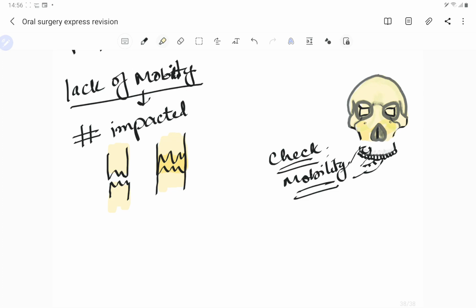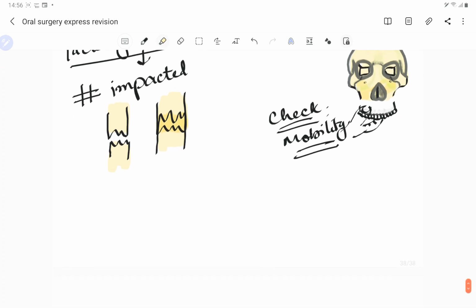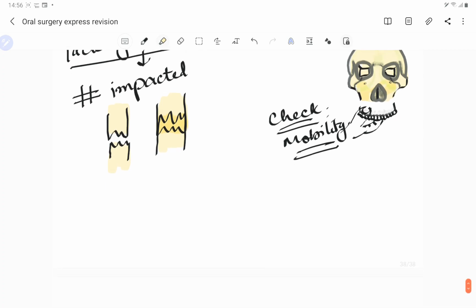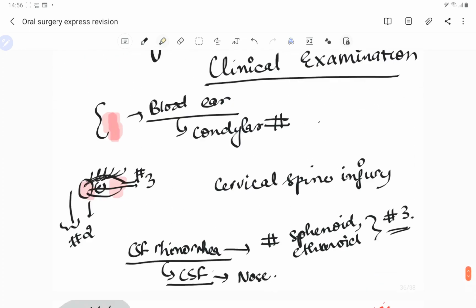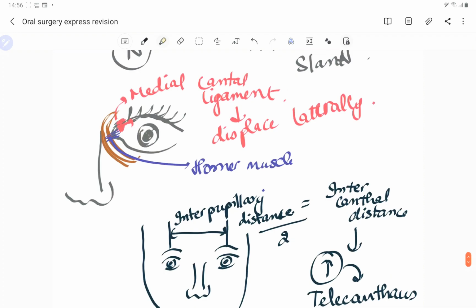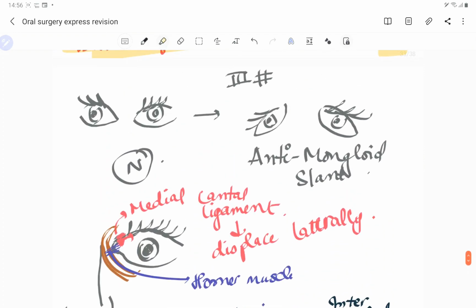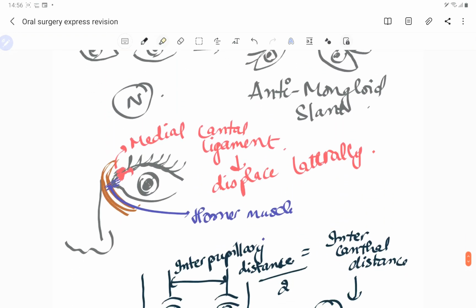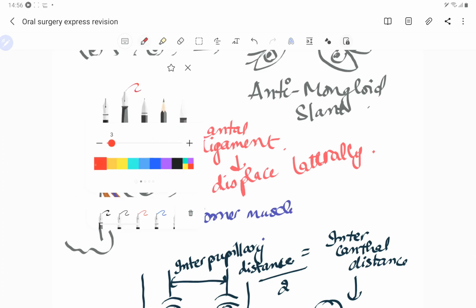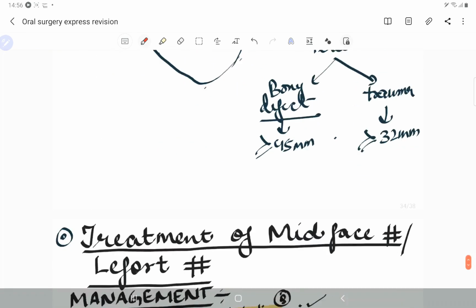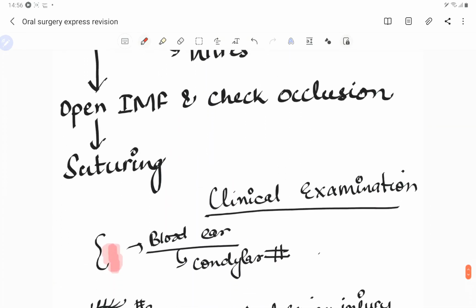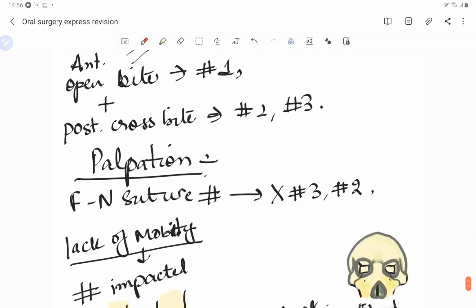And also we check for any displacement of the lateral orbital rim because it may result in diplopia. Or in case of a Lefort 3 fracture, there can be displacement of the lateral canthal ligament, which we talked about in the Lefort 3 fracture in the previous part. If you remember, there is displacement due to the injury to the medial canthal ligament. So there can be lateral displacement because of the injury to the medial canthal ligament.